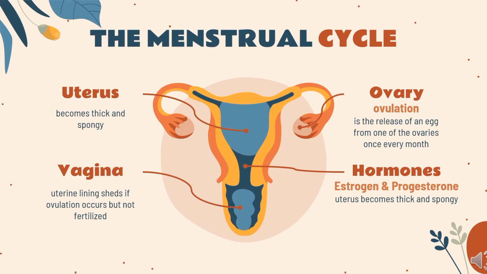once every month. There are two hormones that are released during menstruation, that is estrogen and progesterone. The lining of the uterus will become thick and spongy due to these hormones to prepare for pregnancy. However, the uterine lining will shed through the vagina if ovulation occurs but the egg is not fertilized with sperm. This process that happens in a woman's body is known as the menstrual cycle.